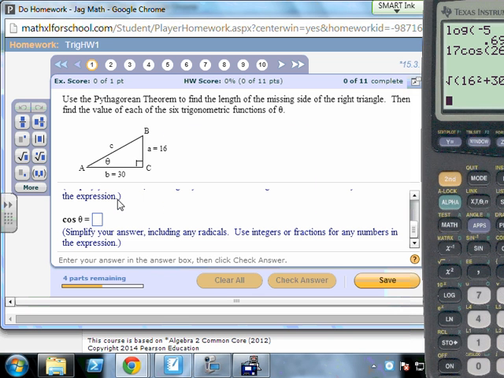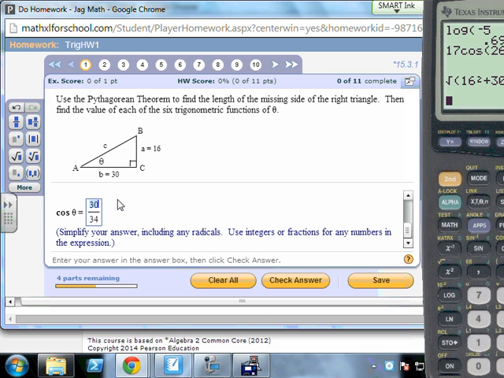So that would go to 8/17. Good. So the cosine then would be 30 over 34, but that's going to reduce to 15 over 17, bam, like a boss. So the tangent is the opposite, 16 over 30. That's going to reduce to 8 over 15, bam, like a boss.